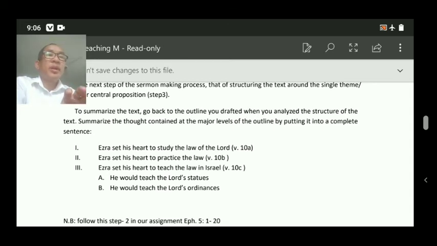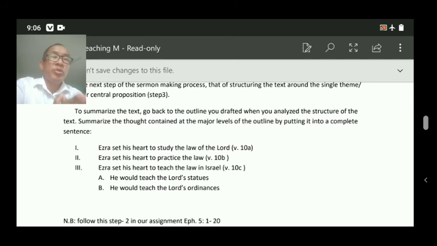See, for every structuring, points 1, 2, 3, what is common and repeating is: Ezra set his heart. What do you mean by Ezra set his heart? That means Ezra has taken a commitment, a strong determination, to study the law of the Lord, to teach the law of the Lord, and to practice the law of the Lord. These are the things that we have.